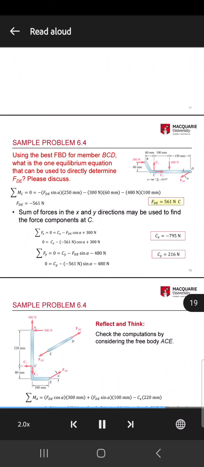F_DE equals 561 N. Sum of forces in the x and y directions may be used to find the force components at C. C_x equals minus 795 N.